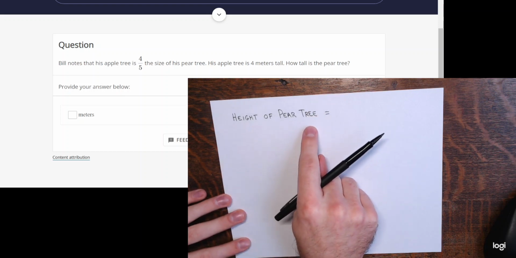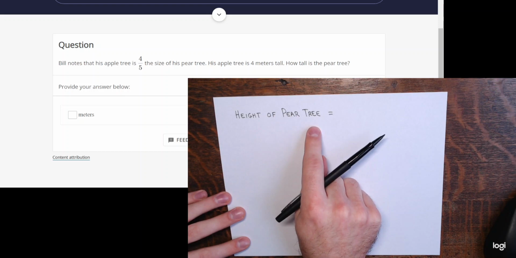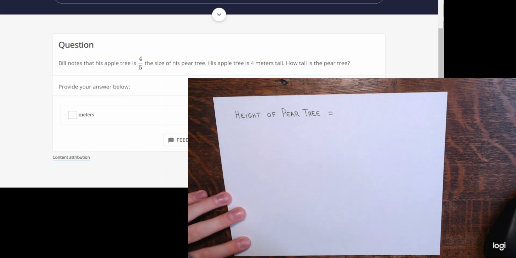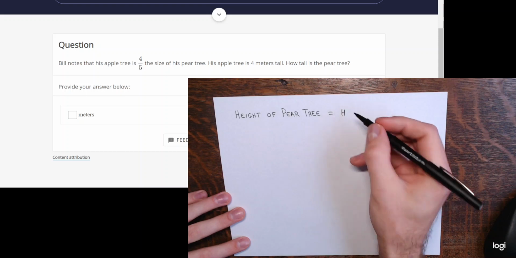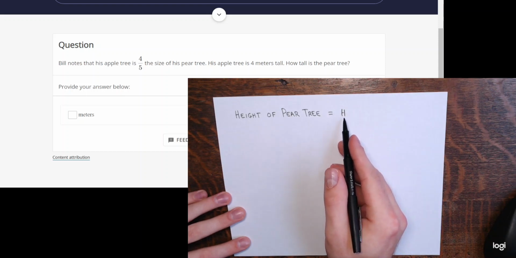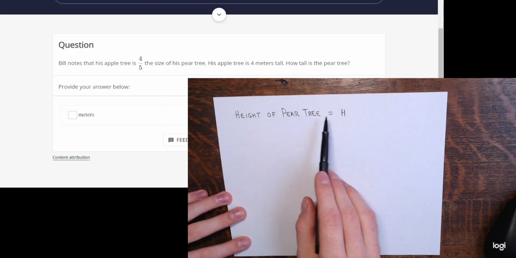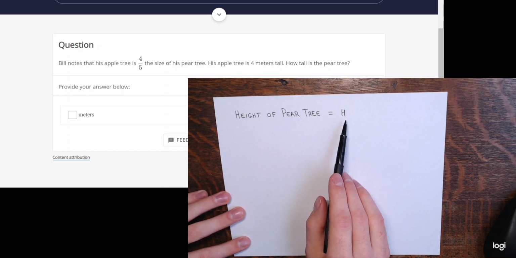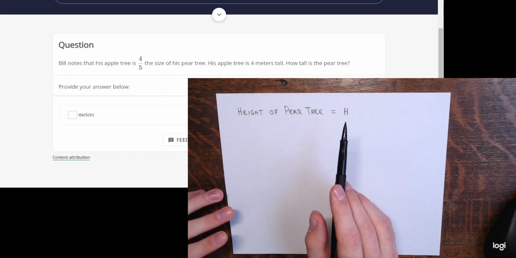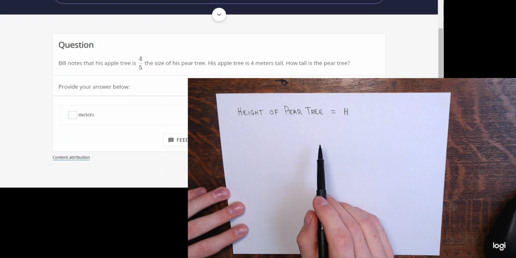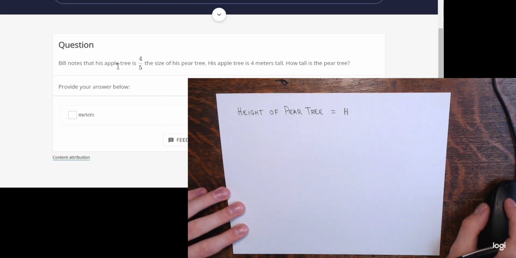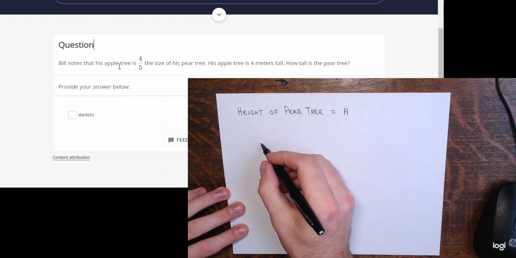And instead of writing out the height of the pear tree every time I want to use it, or talk about the height of the pear tree, I'll just use the letter H for height. Or again, you can call it X, you can call it P for pear tree, whatever you want. So now that I've figured out what they want, I called it something, we go back and take the only couple bits of information and make an equation out of it. So his apple tree, the height of his apple tree, which we know is 4 meters. So the left side, I'll put 4.